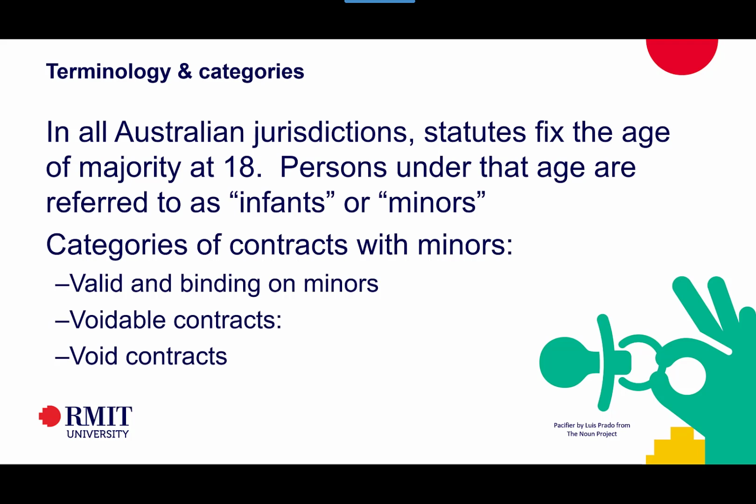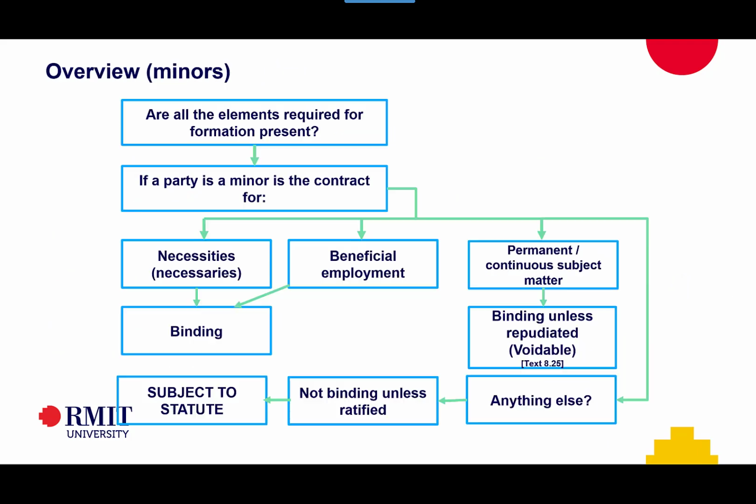Also, we talk about these different classifications of contracts. Contracts that are valid and binding on minors, contracts that are voidable by them, and contracts that are void from the very beginning. So this is my little mud map of how it works. Don't even bother worrying about whether somebody's a minor or not until you know there's a contract, okay? In a contract problem.